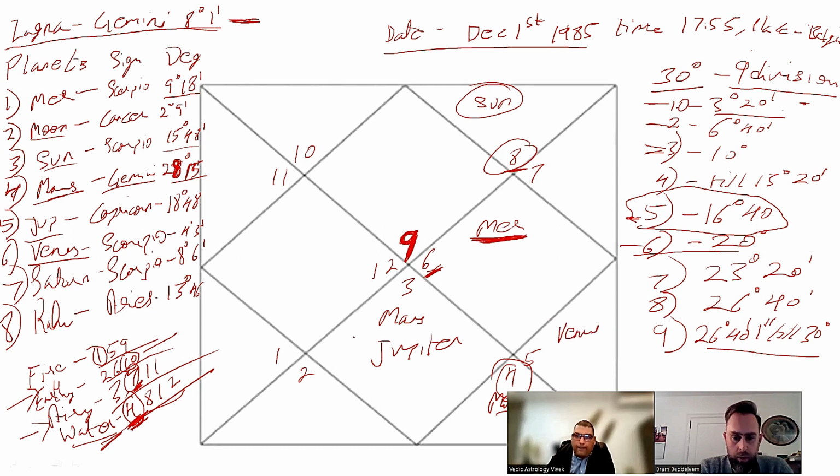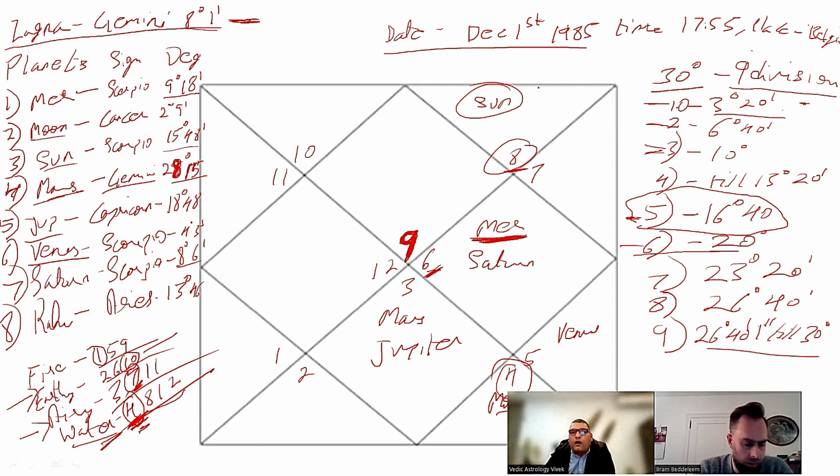Saturn is also in Scorpio. In which Navamsha? Second Navamsha. No, third. Saturn is at 8 degrees 6 minutes, so it is in the third Navamsha. We count again from the Cancer sign: 1, 2, and 3. So Saturn comes here.